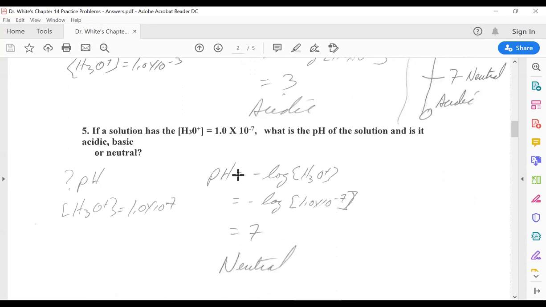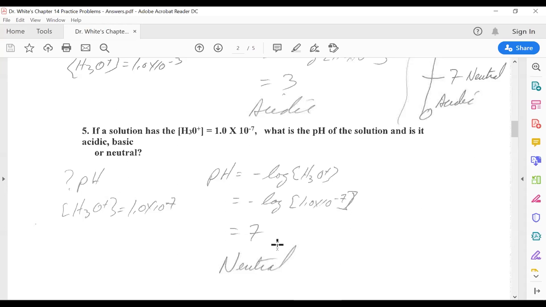And if we do the same for number 5, here's the hydronium ion concentration. You're trying to find the pH. Also, is it acidic, basic, or neutral? Here's the pH. Here's what we're given. pH equals minus the log of the hydronium ion concentration. And here it is. Remember, when this is 1.0 times 10 to the minus X, the pH is X, which I always do on my test or final, and it's 7.